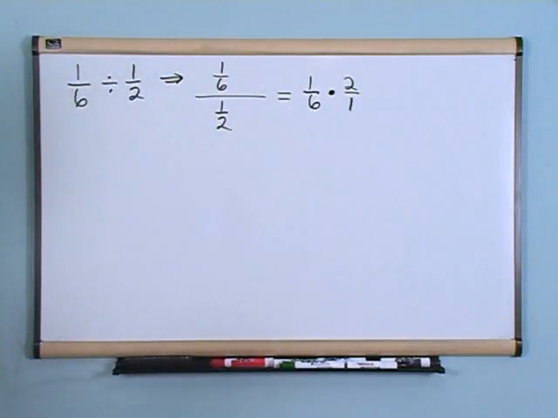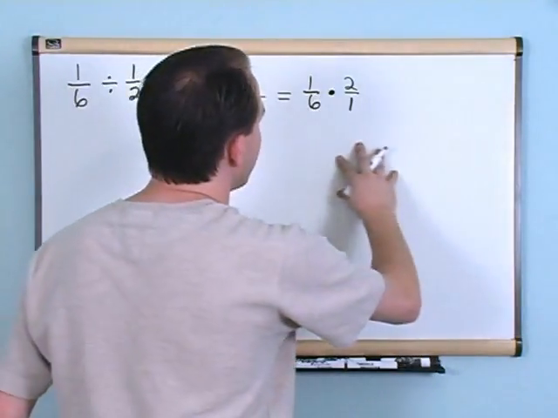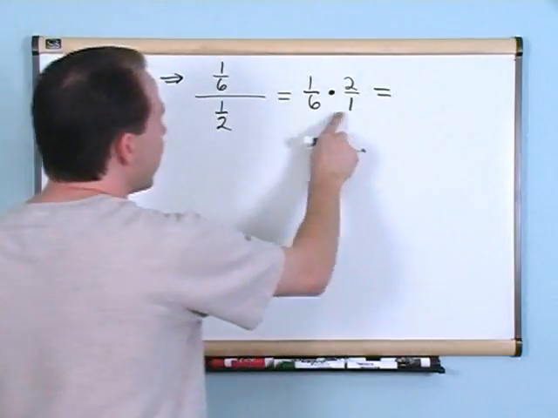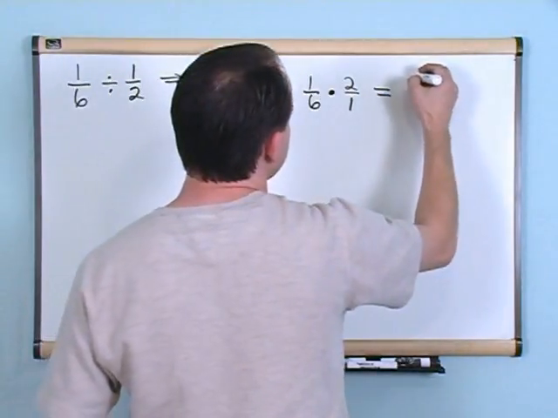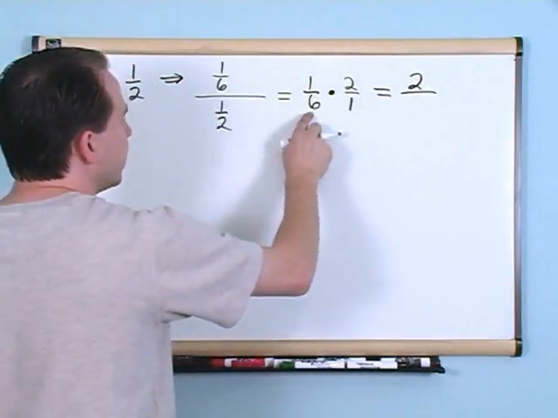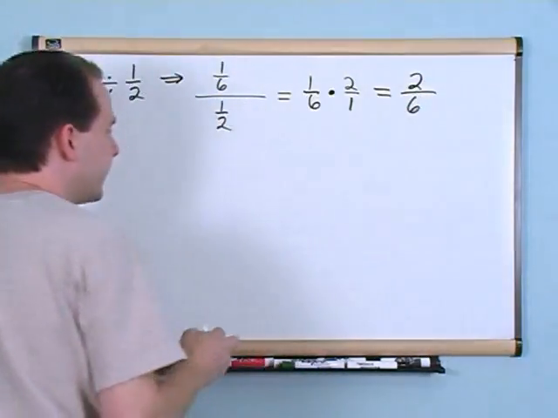Now I know that that may not make a whole lot of sense, but that's really what you're doing. We'll go back and talk about this part in a minute. Let's go ahead and finish the problem. Now that it's a simple multiplication problem, you just multiply the top two numbers. 1 times 2 gives you 2. And the bottom two numbers, 6 times 1 gives you 6.